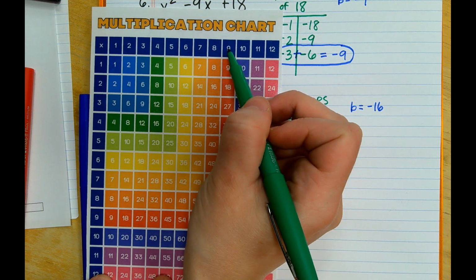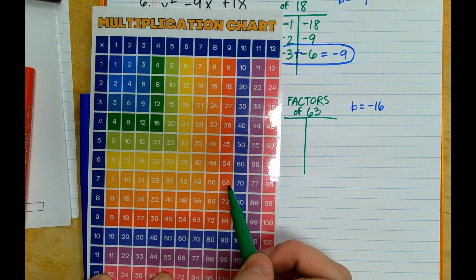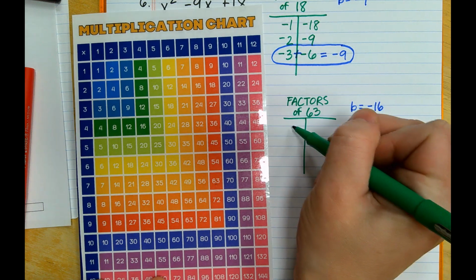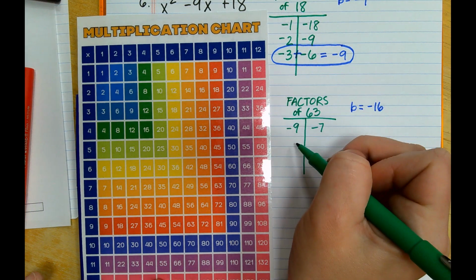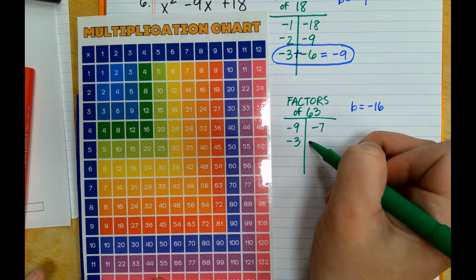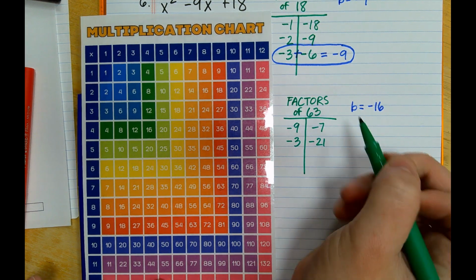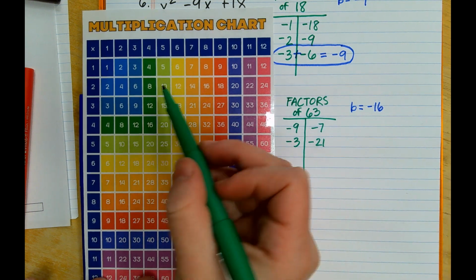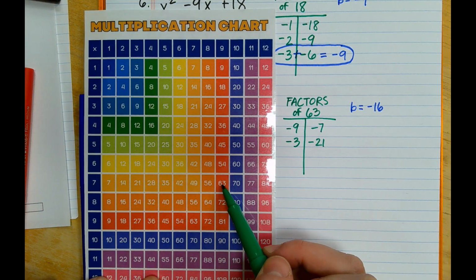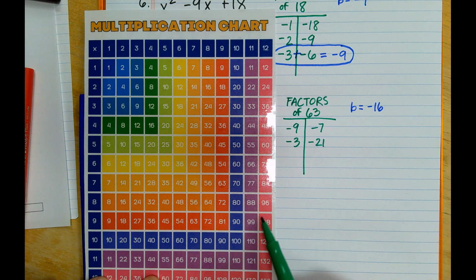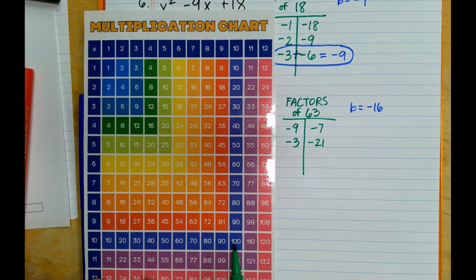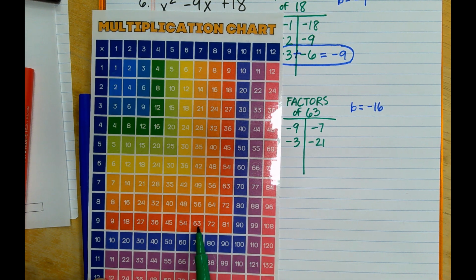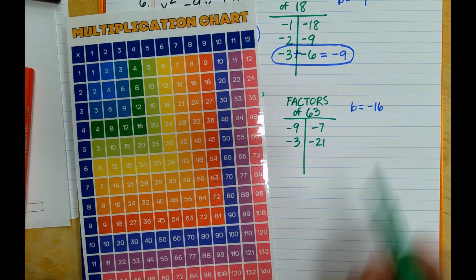I've got 9, and if I take it times 7, I get 63. So negative 9, negative 7. What about 3 and 21? 3 times 21 is 63. Any other ideas? Let me see if I can find 63 anywhere else on here. 9 and 7. Let's mess with these.